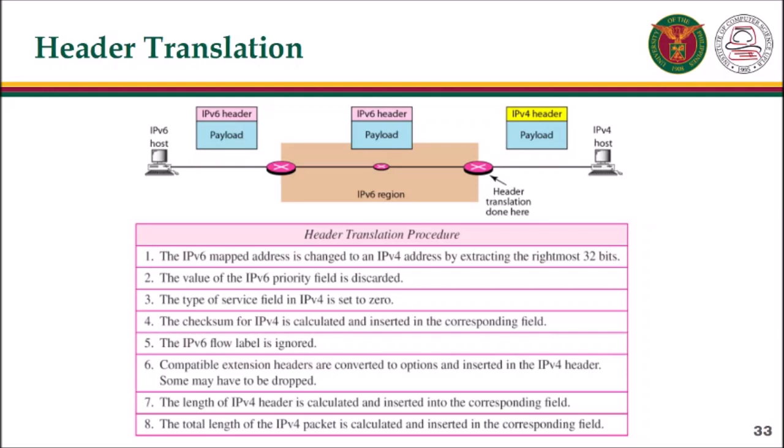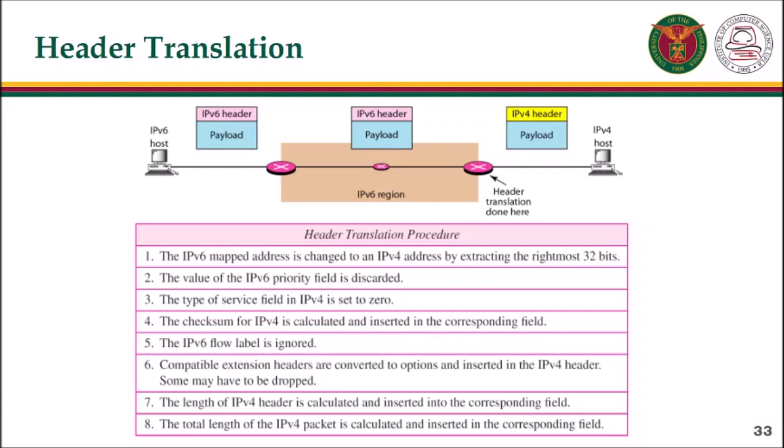Here is the header translation procedure. The IPv6 mapped address is changed to an IPv4 address by extracting the rightmost 32 bits. The value of the IPv6 priority field is discarded. The type of service field in IPv4 is set to 0. The checksum for IPv4 is calculated and inserted in the corresponding field. The IPv6 flow label is ignored.